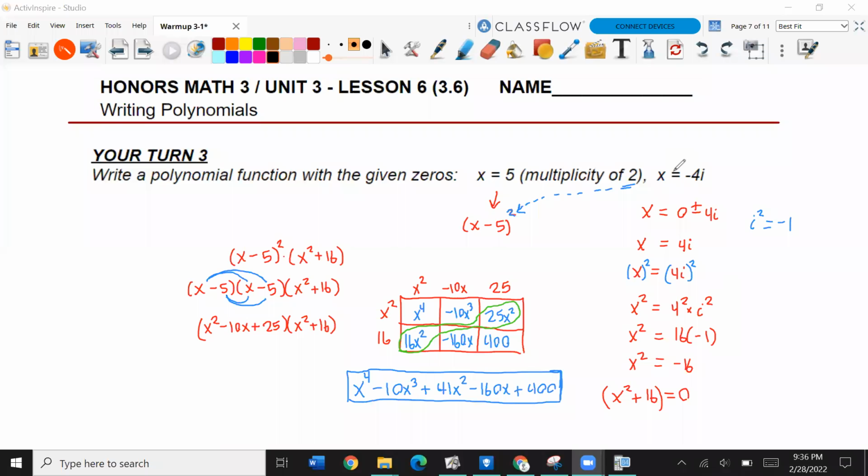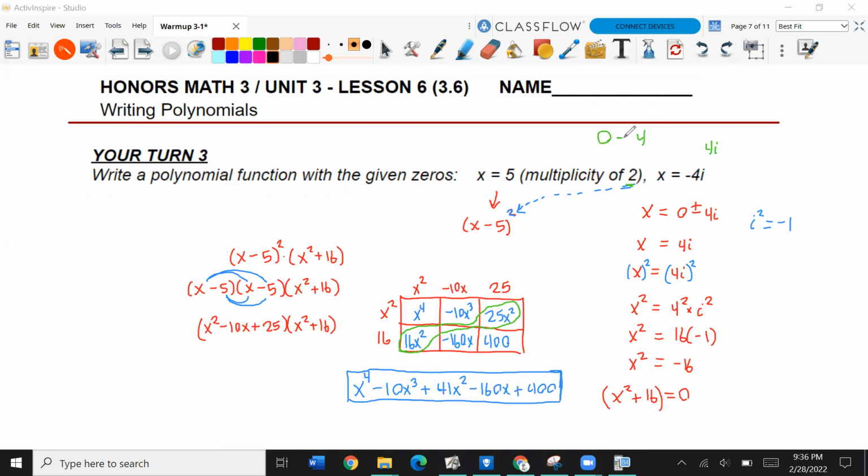All right, you can see my solutions here. Let me walk you through them. It's a lot to unpack. So first thing I did was I subtracted the 5. I put a square on the outside because of the multiplicity. Over here, I didn't have a number to the left of the 4i. The 4 is with the i, so it's not like 4 plus i or 4 minus i.